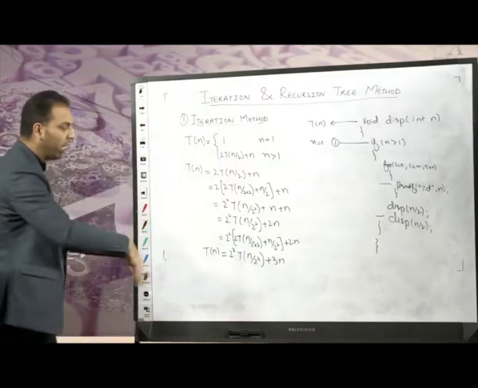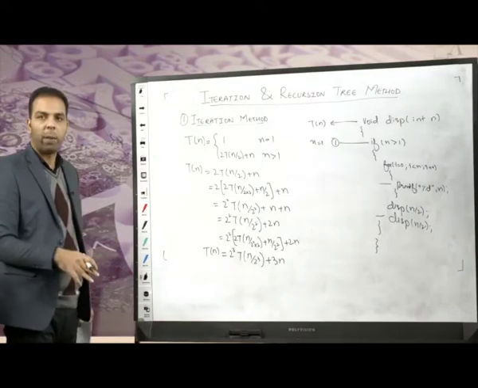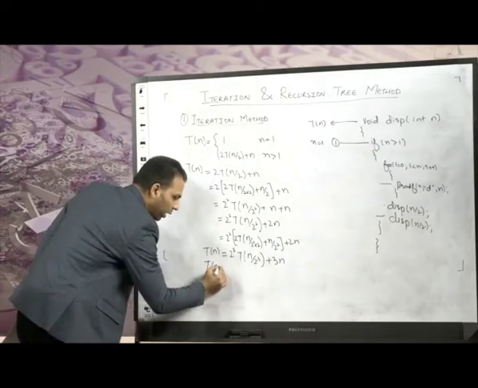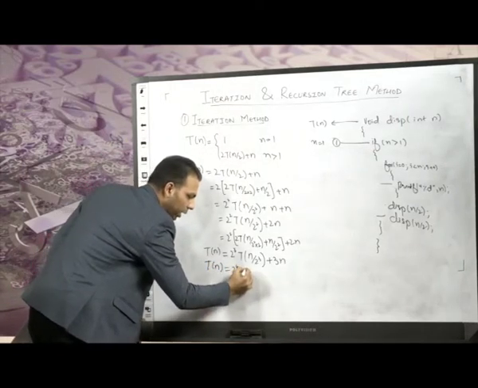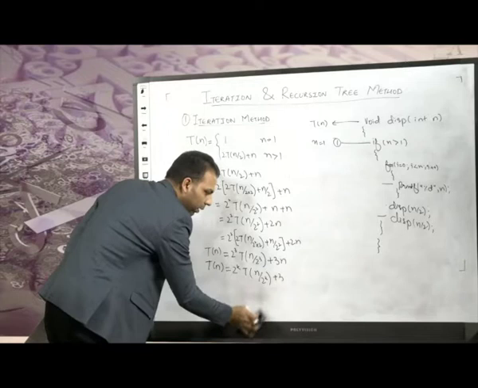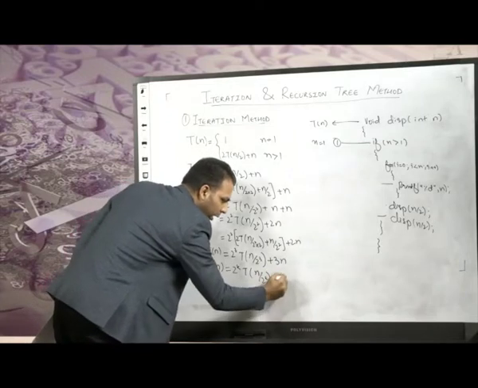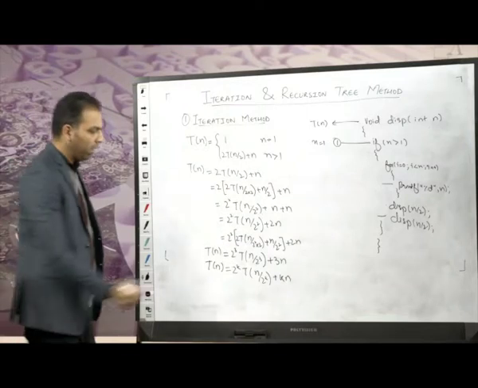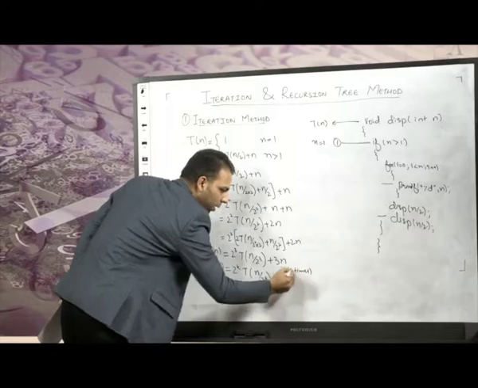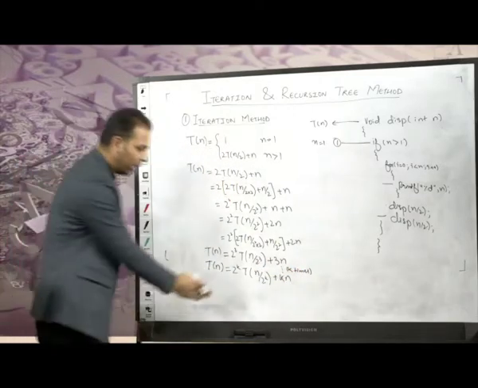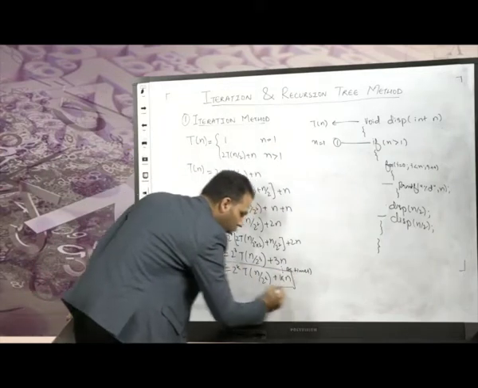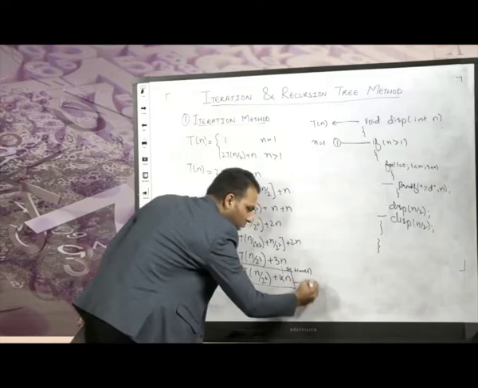Okay, so if we keep on opening it, unfolding it up to k times, what will we get? We will get T(n) equal to 2 raised to the power k times T(n/2 raised to the power k) plus kn. Means if we go on opening it up to k times, we will get this thing. This is what we need to finally solve. I'll name it as equation 1.